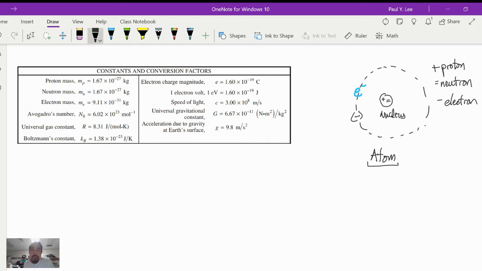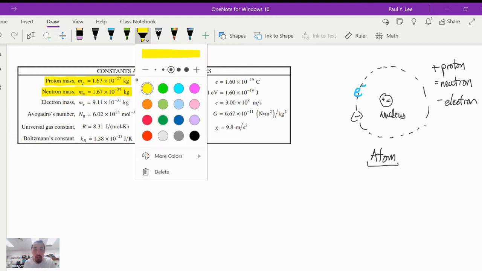All right, so that's the model of the atom. And in this model, there's a couple of constants that are in your equation sheet that we will be using throughout the year. So let's go over that. First thing here, the proton mass, 1.67 times 10 to the negative 27 kilogram. Okay, it's not massive at all. And it's important to know that the proton's mass and the neutron's mass are identical. Okay, and that does come up later on.